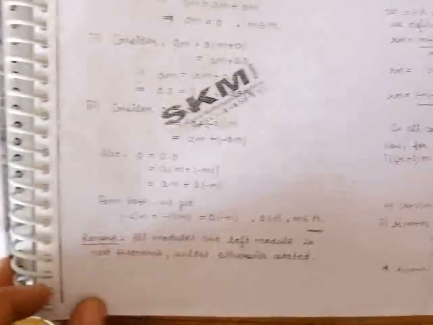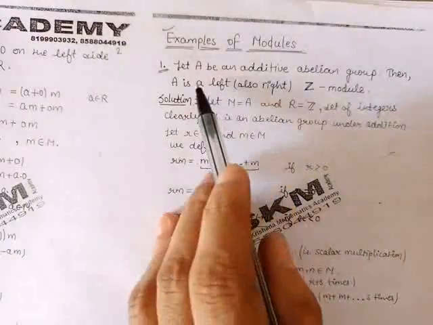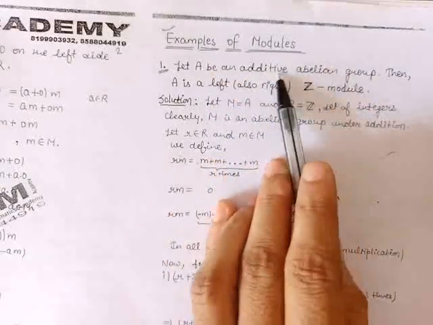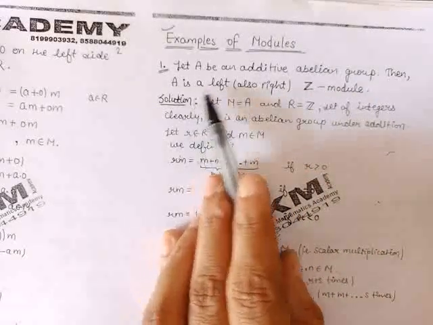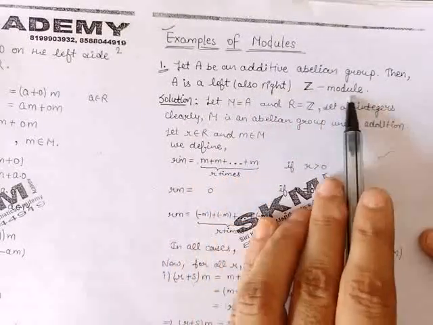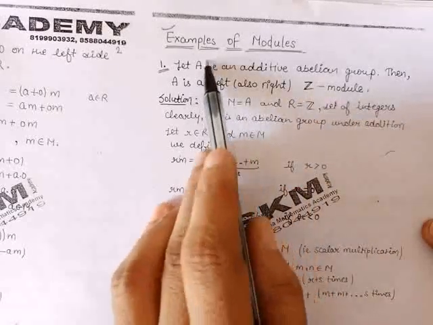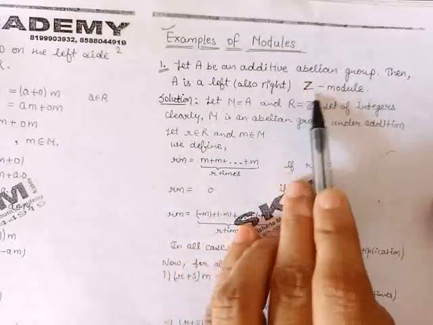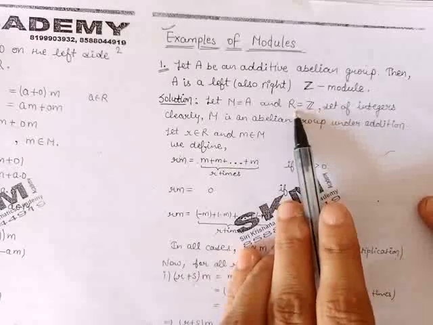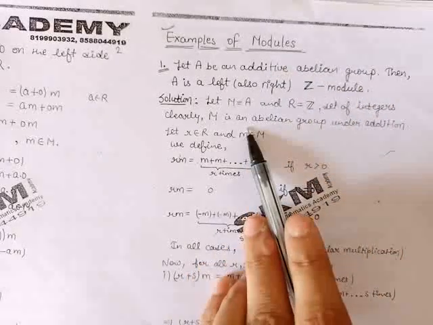Now let us see some examples of modules. Our first example: if A is an additive abelian group, then A is a left as well as right module over the ring of integers. Let us denote this abelian group by M, and the ring of integers by R, because we know that M is an abelian group under addition.